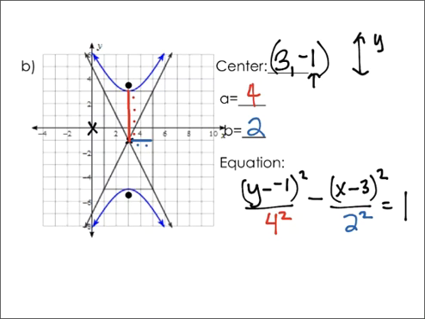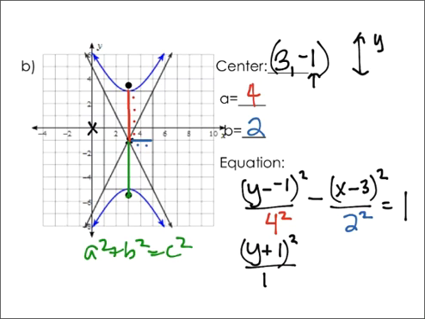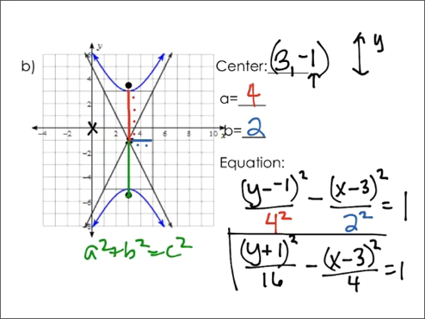Remember, if that rectangle wasn't there, you would have to, well, that focus is ugly, but sometimes you'll have to do a squared plus b squared equals c squared to find a missing term. All right, my final simplified equation is going to be y plus 1 squared over 16 minus x minus 3 squared over 4 is equal to 1. And we are done.